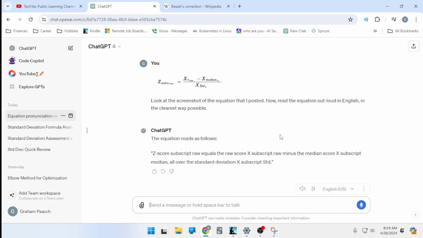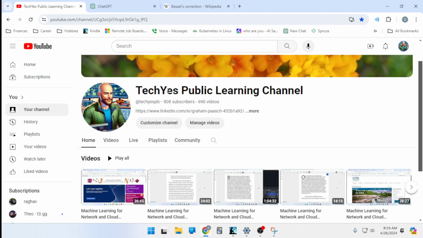The equation reads as follows. Z-score subscript raw equals the raw score x subscript raw minus the median score x subscript median, all over the standard deviation x subscript STD. Okay, so subscript. That's an important word to know. So let's read it.